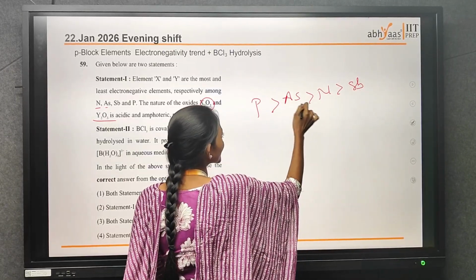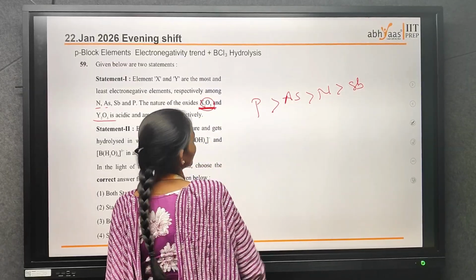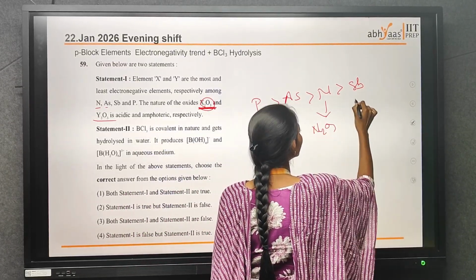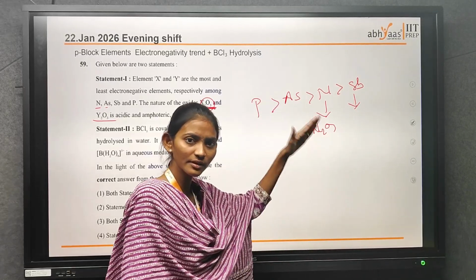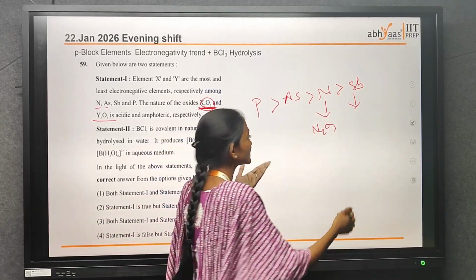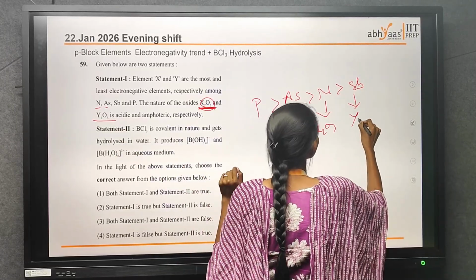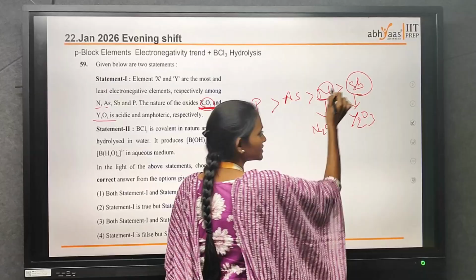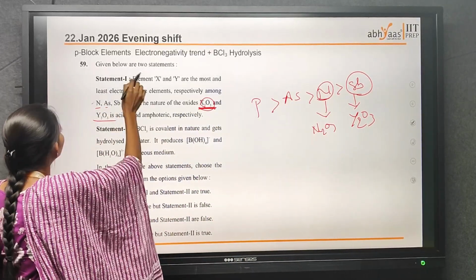So coming to this case, they are telling that X2O3 means it is nothing but N2O3. And you know that while moving down the group, what happens? Non-metallic nature decreases, meaning basicity increases. So Y2O3, that is your antimony, will be amphoteric and this will be acidic. Correct option only, right?